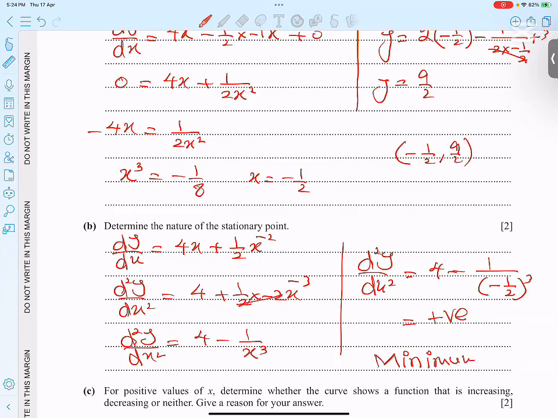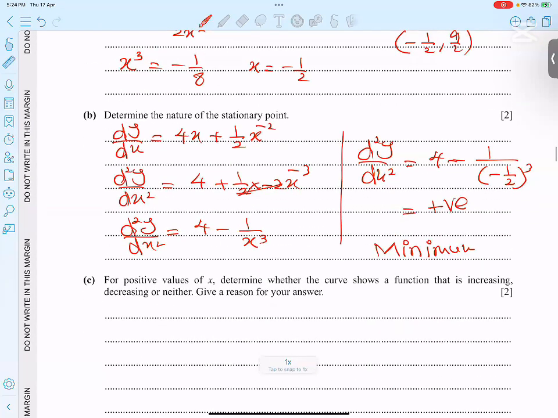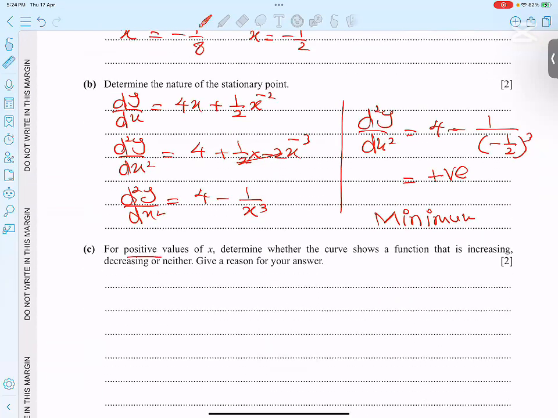Okay, so that's it, and let's go for the last part: for the positive values of x. It means we are going from more than 0. We have a number line, we talk about negative and positive, so we are going from 0 onwards. Let's see what happens. Whether increasing or decreasing, what is the question asking? Whether the curve is increasing, decreasing, or neither. So what is the way to do it?